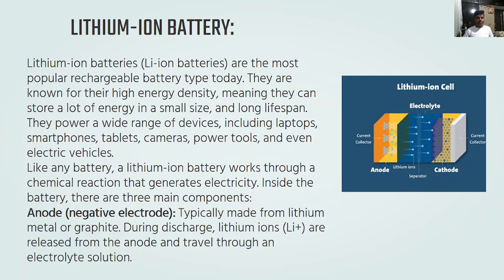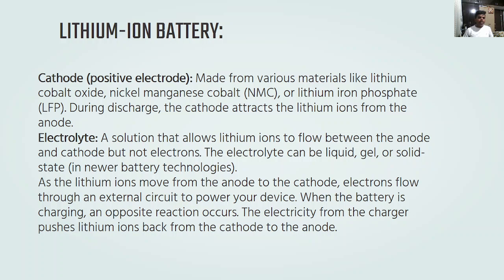There are three main components of a lithium-ion battery. At first, the anode, typically made from lithium metal or graphite. During discharge, lithium ions are released from the anode and travel through an electrolyte solution. Then the cathode, made from various materials like lithium cobalt oxide, nickel, manganese, or lithium iron phosphate. During discharge, the cathode attracts the lithium ions from the anode. Then electrolyte. The electrolyte is a solution that allows lithium ions to flow between the anode and cathode, but not electrons. The electrolyte can be liquid, gel, or in a solid state.